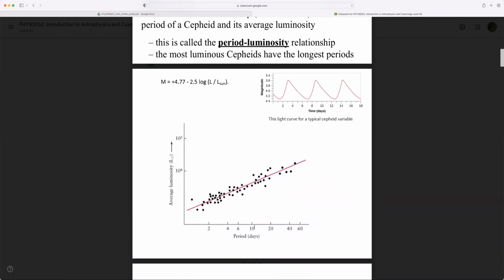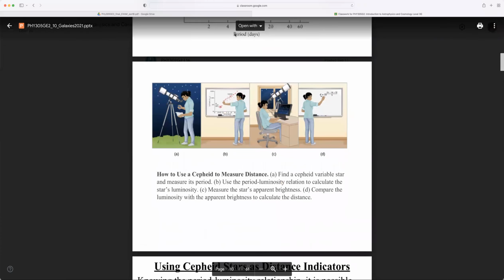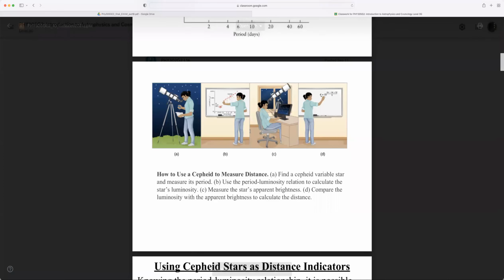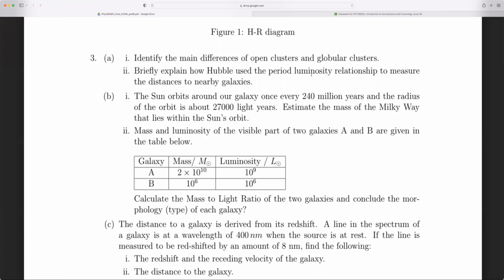It's okay. So what you have to do is find the period of that particular star, and then from this graph, you can estimate the luminosity of that star. Once you know the luminosity of that star, then you can use this equation to find the magnitudes. I mean, you don't even need to explain the equations. This particular diagram basically explains the whole story that you need to answer this question, right? How to use the Cepheid to measure the distance. Now, that's what I have asked here, right? Briefly explain how Hubble used the period luminosity relationship to measure the distances to nearby galaxies.